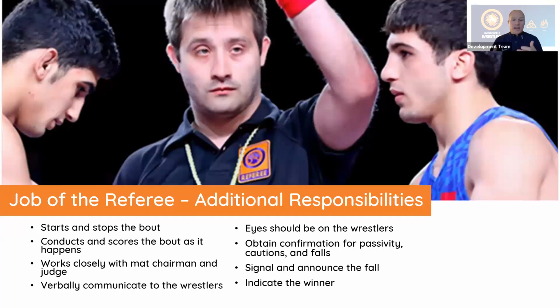The referee also has to get confirmation for passivities, cautions, and falls. So they have to ask before they can stop the match for those situations. They also have to signal and announce the fall. Once they ask for confirmation for the fall, they have to signal and indicate that the fall occurred and the match is over. And then lastly, one of the main things they have to do is indicate the winner by raising the correct wrestler's hand at the end of the match.